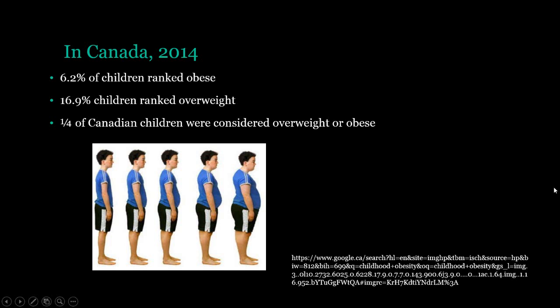Stats Canada found that in 2014, 6.2% of Canadian children aged 2 to 17 had a BMI that ranked them as obese. This equals approximately 125,000 children. 16.9% of children were ranked overweight by their BMI, equaling about 343,000 children. Together, nearly 25% of Canadian children are considered overweight or obese. This is clearly a huge epidemic in Canada, and we need to do something about it.